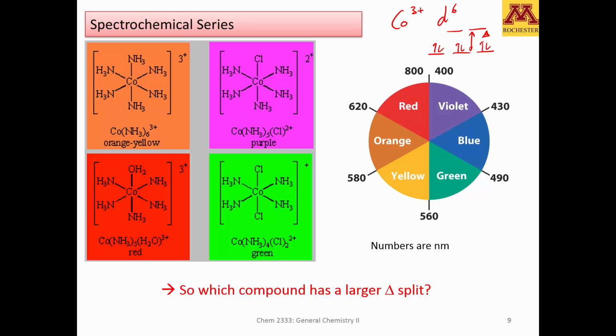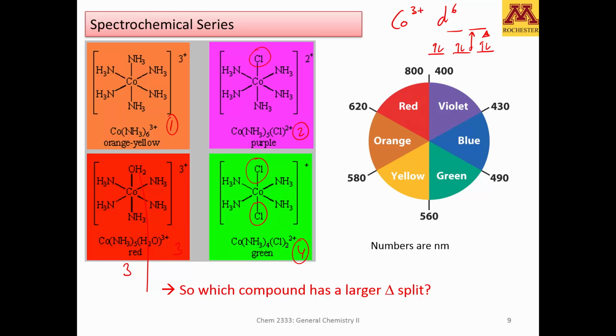In one complex, let's call it 1, it has all ammonia. The other one, complex number 2, has all ammonia except 1 chlorine. Complex number 3 is all ammonia except, you're not going to see anything here, but it has water instead of a chlorine. And in complex number 4, it has 2 chlorines.